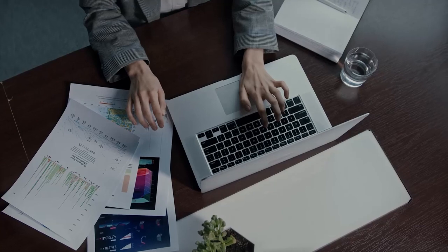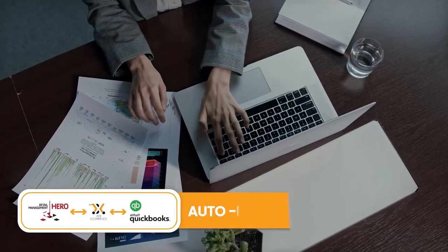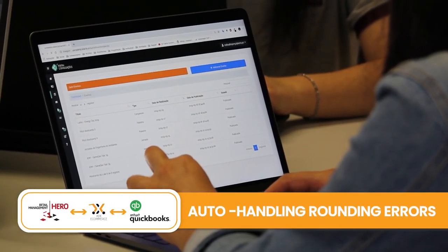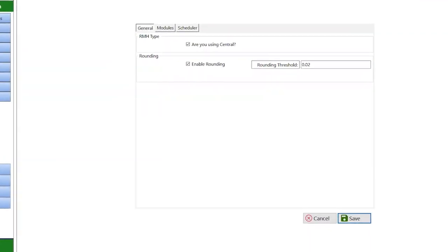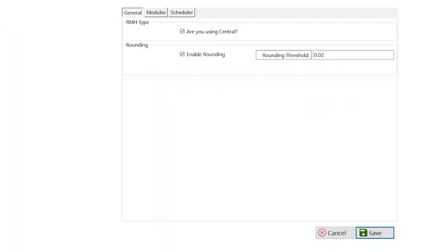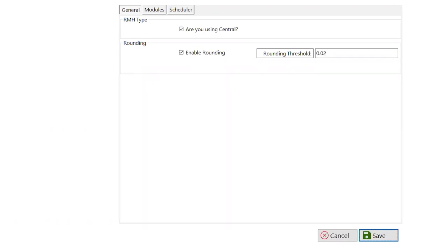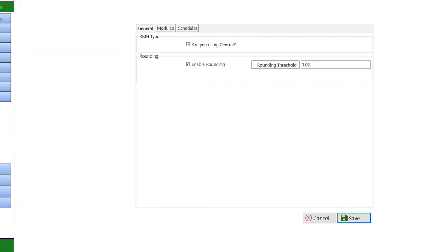In this video, we will tell you what rounding errors are and how to set up the auto-handling of rounding errors in the application. Rounding errors mostly happen when the tax is included in the price. When the system breaks the total price between the price and taxes, sometimes there are rounding errors. There could be other reasons for the difference in the batch debit and credit totals.